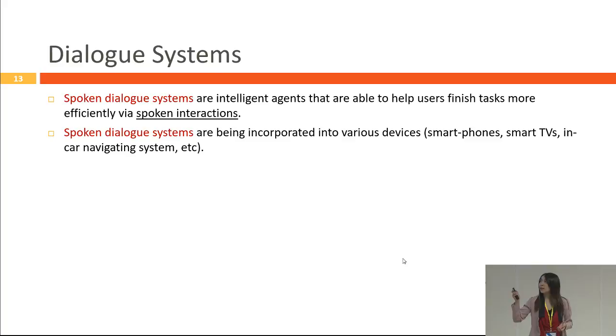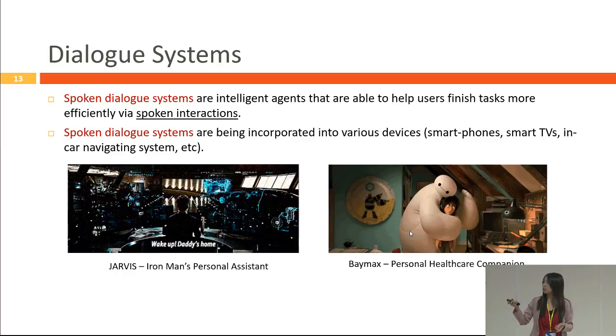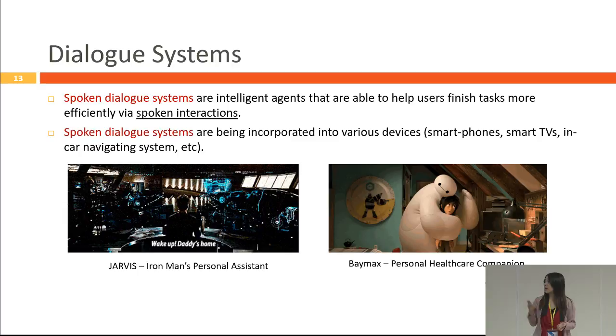So the formal definition of a dialogue system is that they are intelligent agents which can help us finish some tasks more efficiently. They have already been incorporated into different types of devices, for example, your TV or the navigation system, like the driver in the Iron Man movie. And this is another dialogue system, Baymax, which is a personal healthcare companion focusing only on the healthcare domain. Although it's a physical robot, they need to embed a good dialogue system to do the interaction. They can understand your language and try to get you the answers.